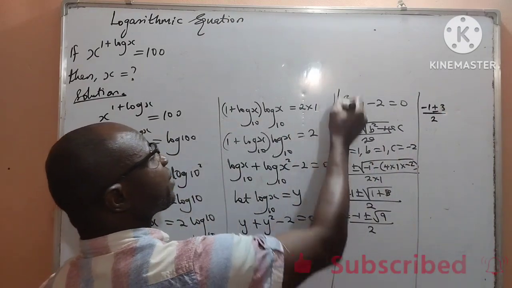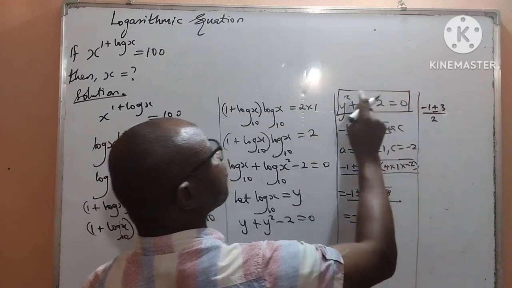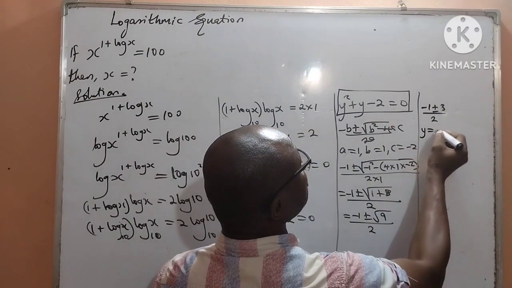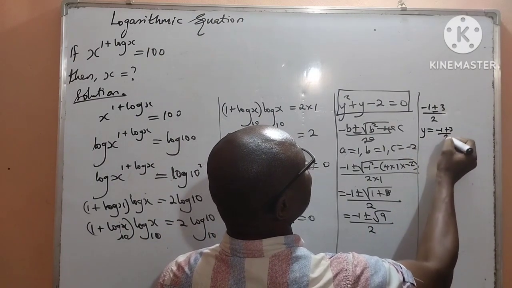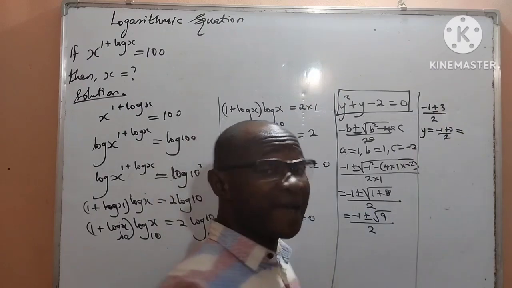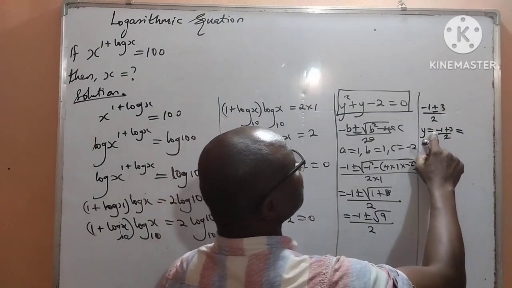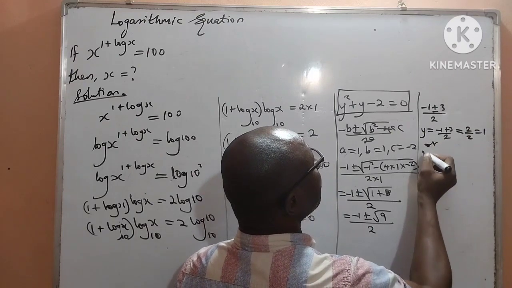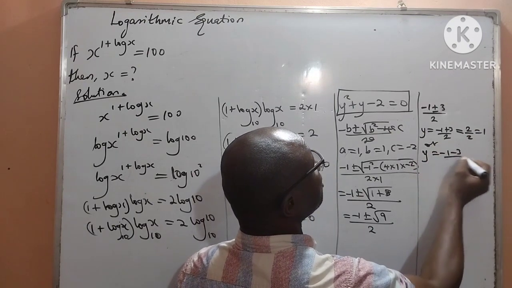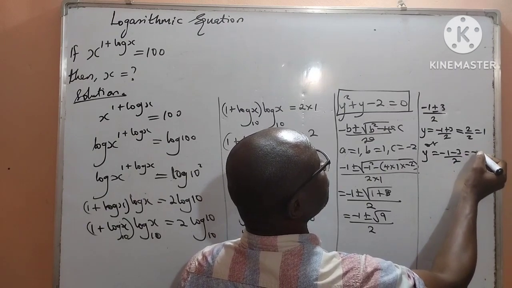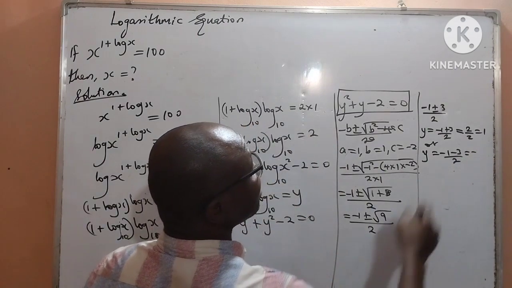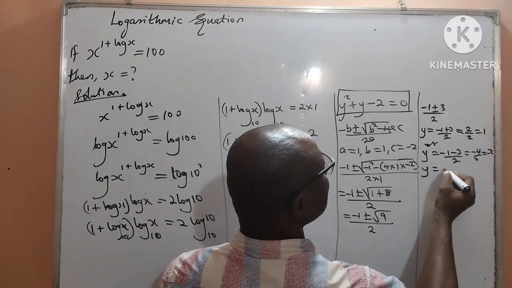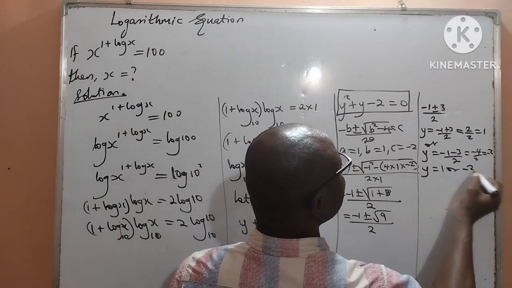In conclusion, we are trying to find the value of y in the quadratic equation. That is going to be y is equal to minus 1 plus 3 over 2. That is, we have plus or minus. Now we are taking plus. Minus 1 plus 3 will give us 2 over 2, which is equal to 1. Or y is equal to minus 1 minus 3 over 2, which is minus 4 over 2, equal to minus 2. So y is equal to 1 or minus 2.